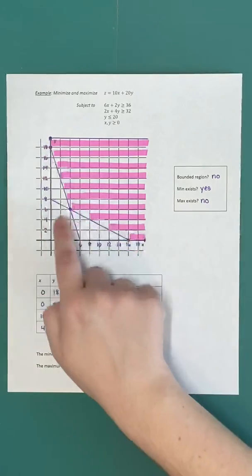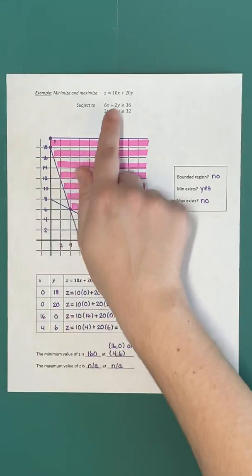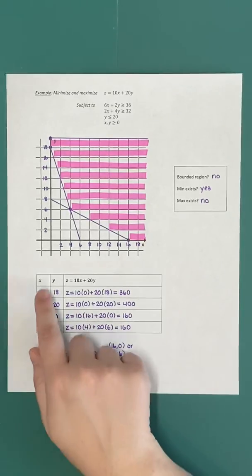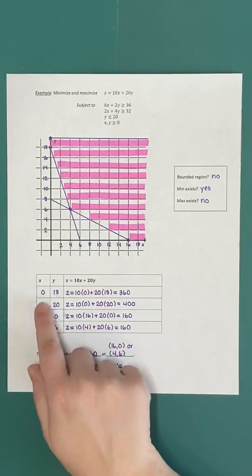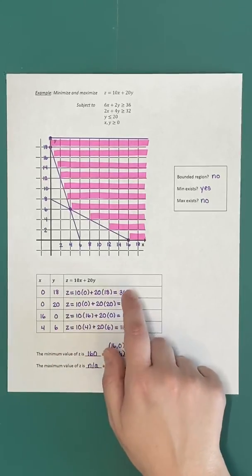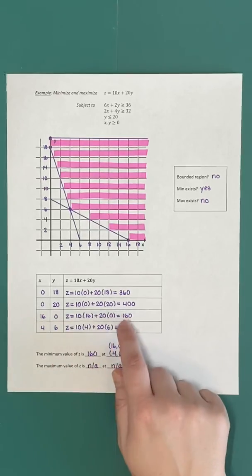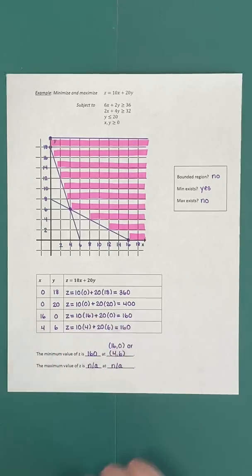So I'm going to take my corner points, put them into my table, and then I want to evaluate this objective function, z is equal to 10x plus 20y, at each of these combinations for x and y. So the combination 0, 18 gives me an output of 360. 0, 20 gives me an output of 400. So far the first one is lower. We're trying to minimize. Remember, we can't maximize. 16, 0 gives me a combination of 160. And then 4, 6 also gives me a combination of 160.